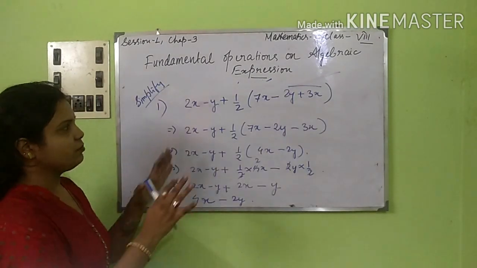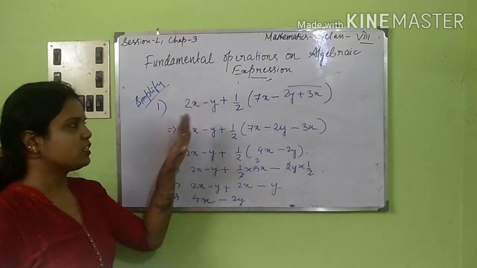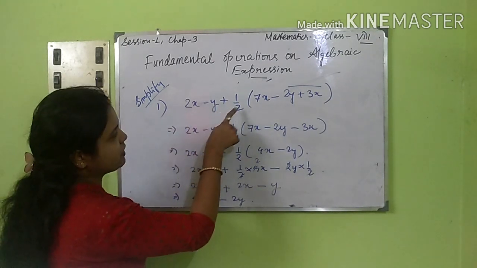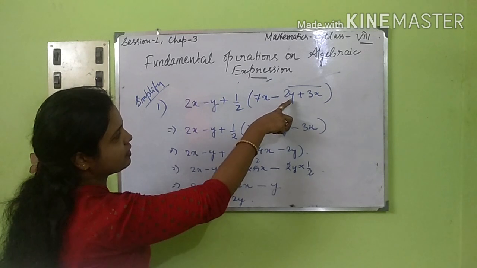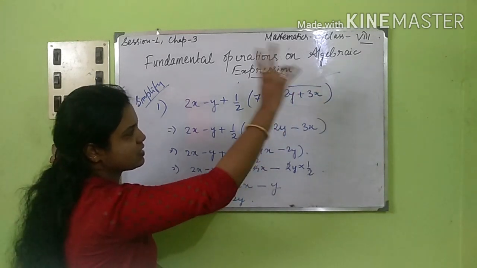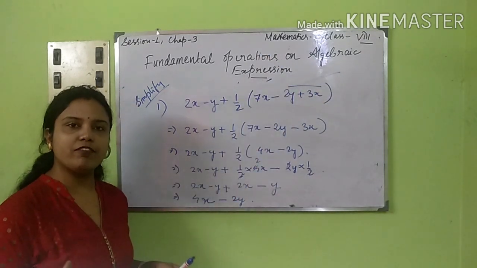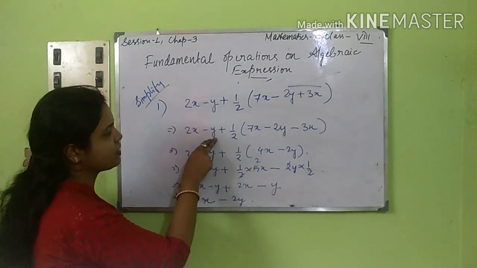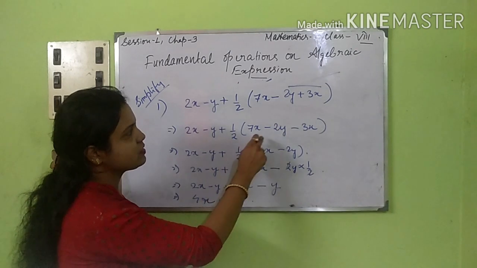Now see, we have come to simplification. The first one is very simple enough for you to get it. 2x minus y plus half, 7x within bracket, minus 2y plus 3x, 2y minus 3x is having a bar above that. As you know, the bar function will be given the first priority to be solved. So in that case, 2x minus y plus half in bracket 7x.